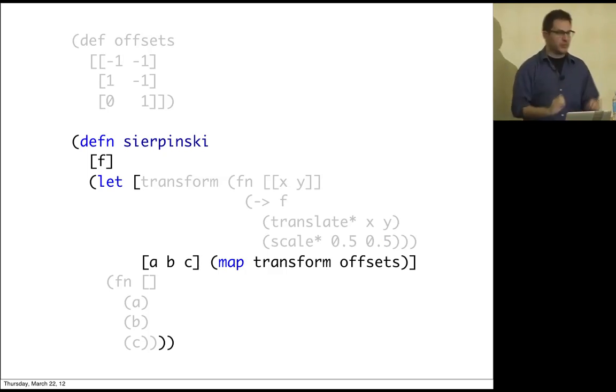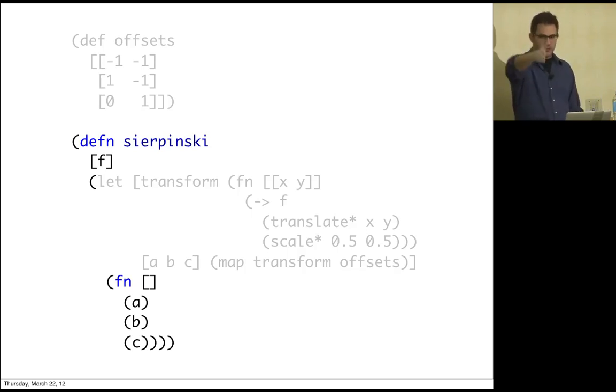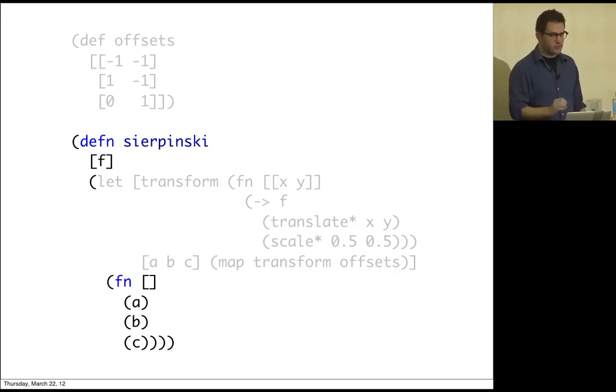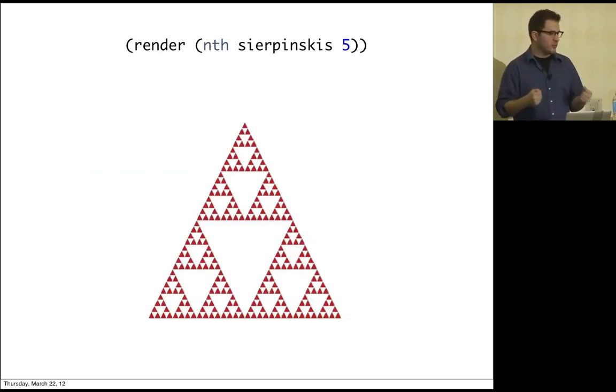And so now what we can do is we can define an infinite sequence of Sierpinski transforms, right? We're starting with the base case, and then we have a function which is iteratively applied each time. And so now, if we want to render this, instead of having to nest all these transforms together, we just index into it. We render the nth element of this infinite sequence of this fractal.